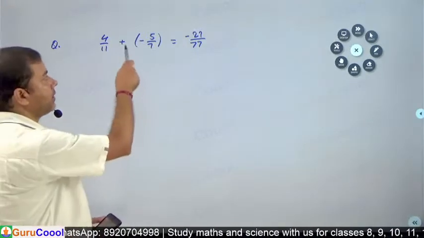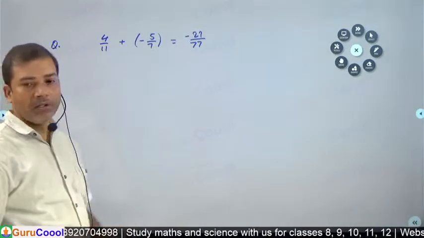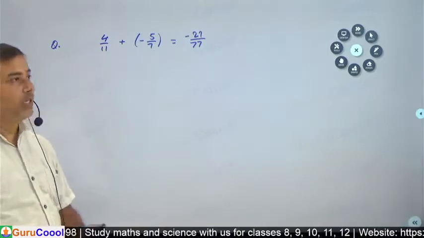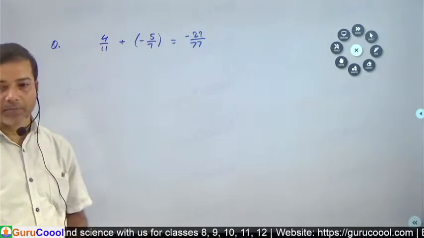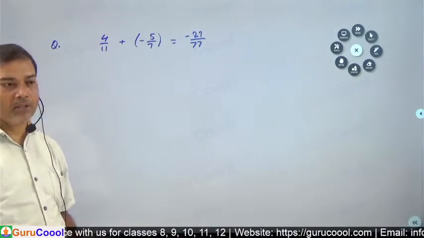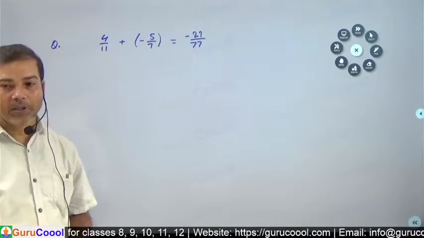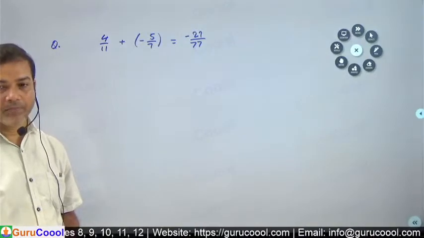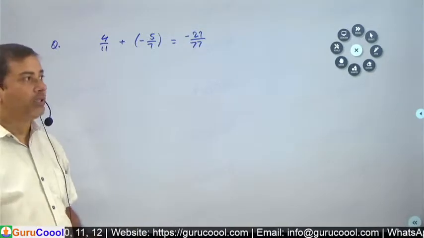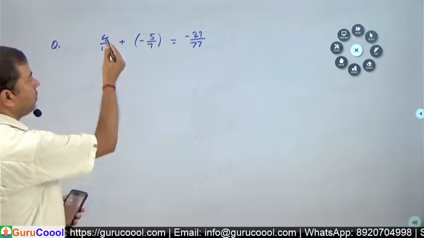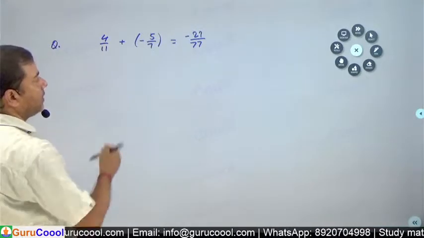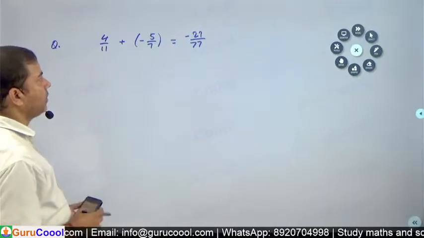But this cross multiply method will work only for two rational numbers. If you have more than two rational numbers, you will have to make the denominators the same. Or you can consider making the denominator the same as well. That will also work in this case.